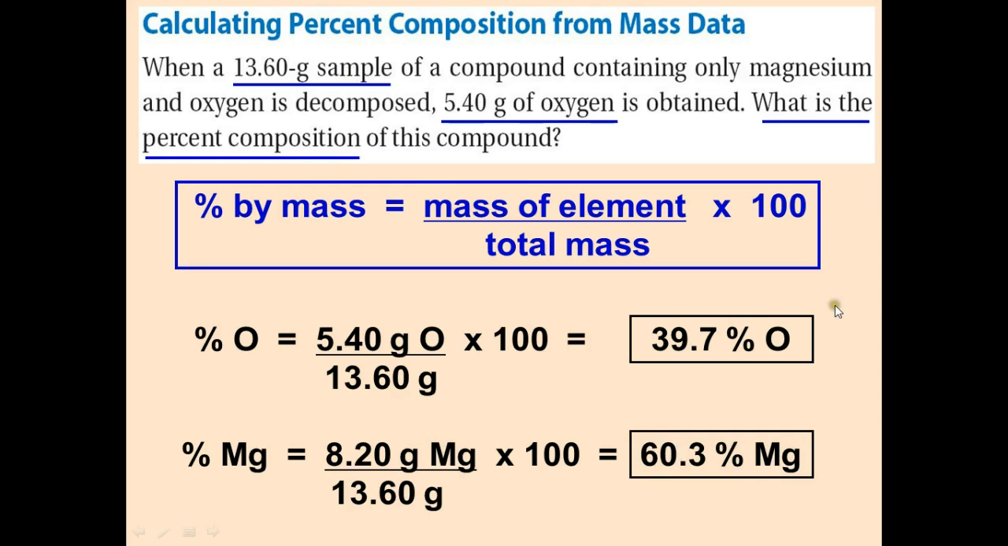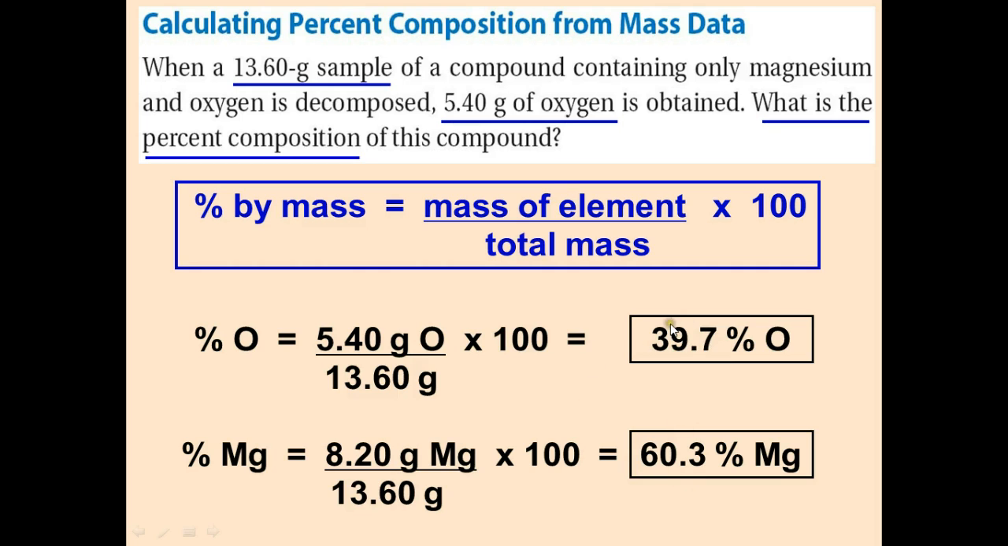If you want a quick way to do this, if we have only two elements, you can just find the percent composition of one of them and then figure out the percent composition of the other one by subtracting the percent composition of the first element from 100. So if we subtract 39.7 from 100, we would get this, because there's only two elements.